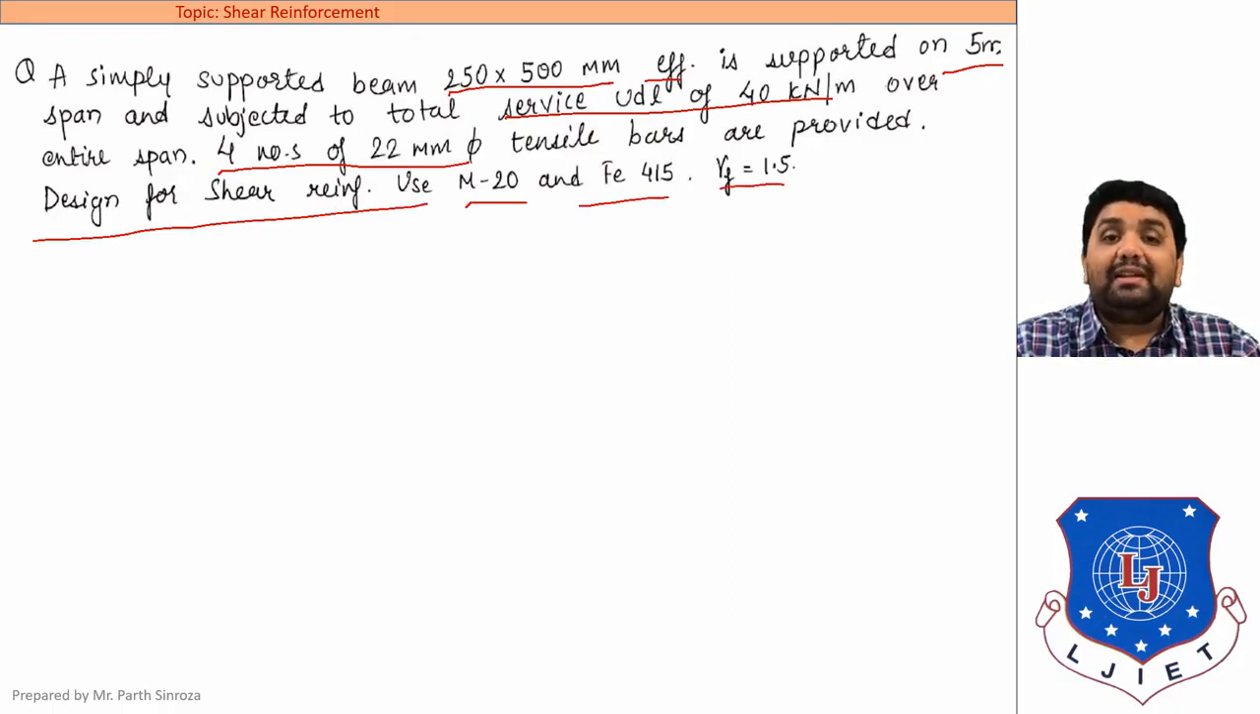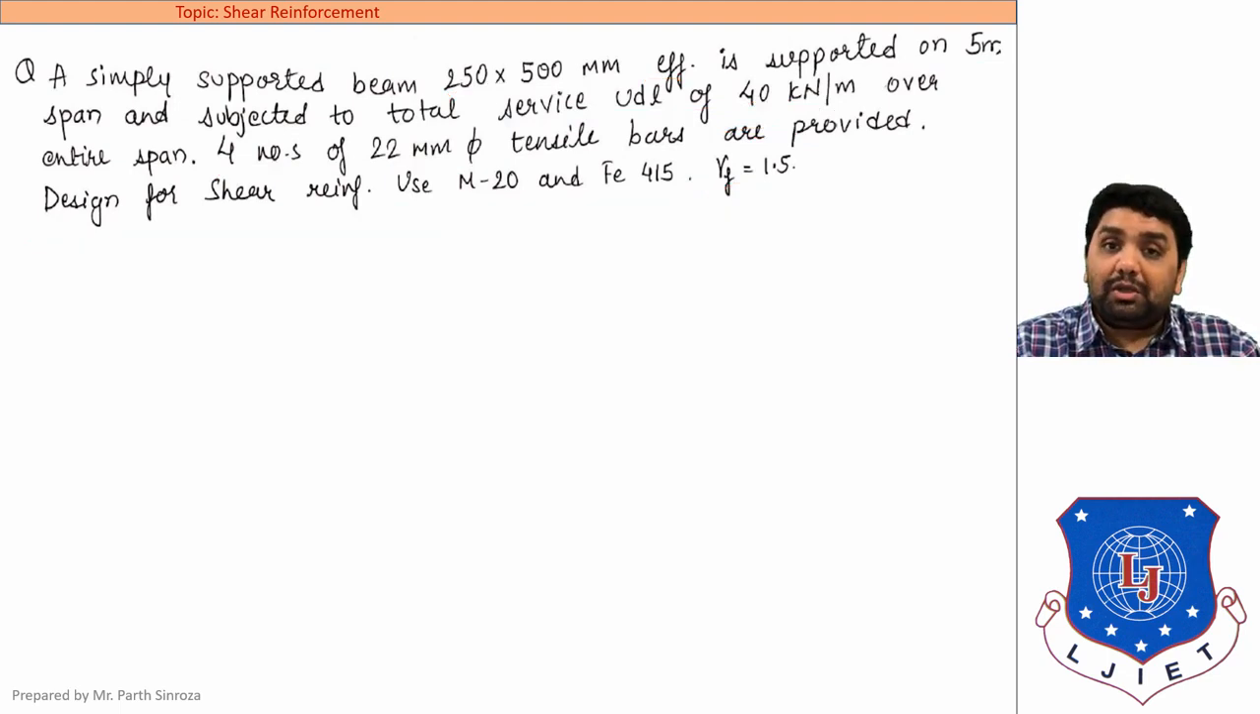Gamma f, the partial safety factor, is given, or you can say factor of safety. Again we need to assume certain data. If the factor of safety is not given in the question, we will always assume it to be 1.5, as we have been doing since chapter 1. Clear? So this was our question. Now we will see how to solve this. As we saw, the first step was to find tau v, and the equation for tau v was Vu by bd.